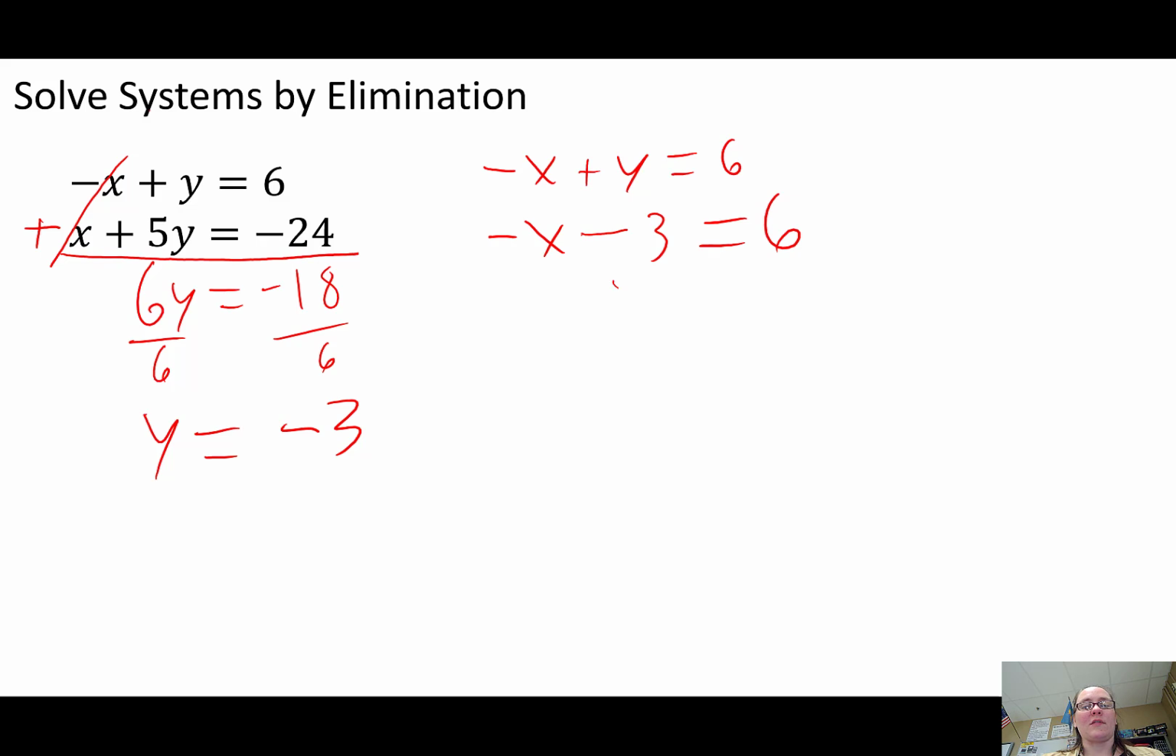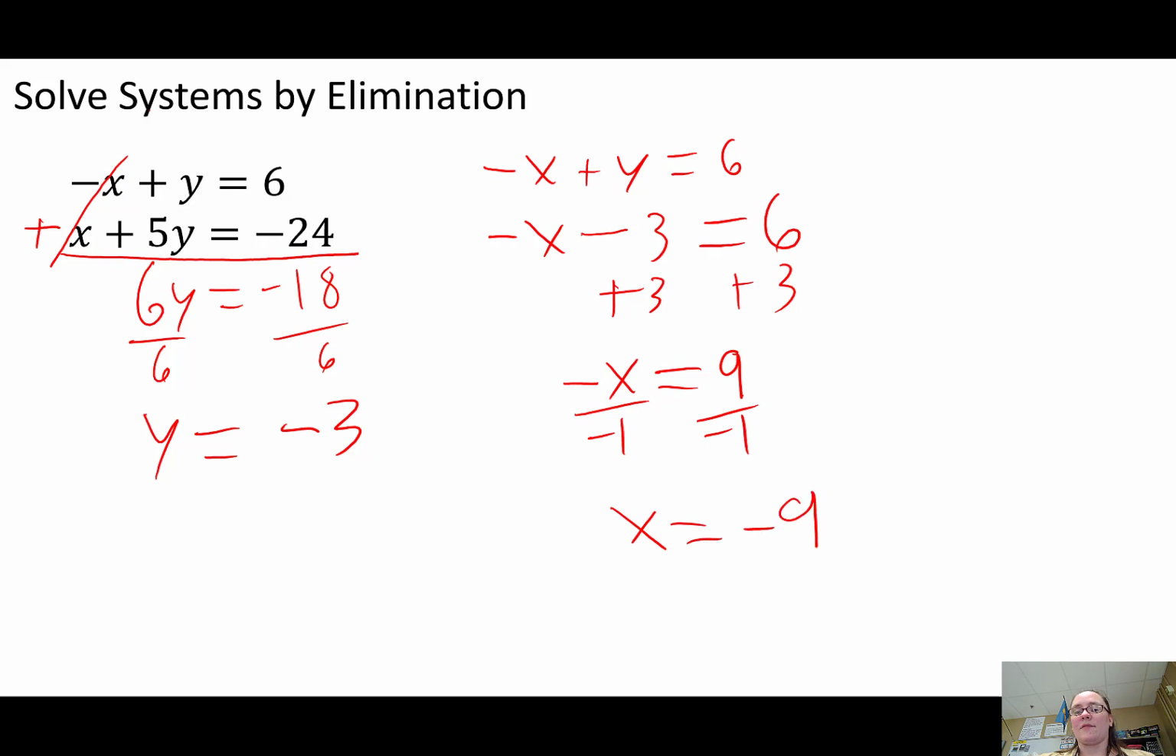Solving that for x, I add 3 on both sides. I get negative x equals 6 plus 3, which is 9. Divide both sides by negative 1, and I get x is equal to negative 9.